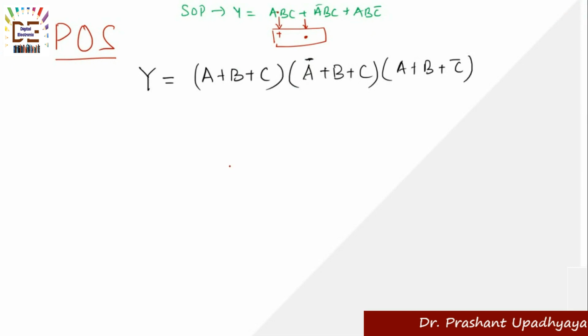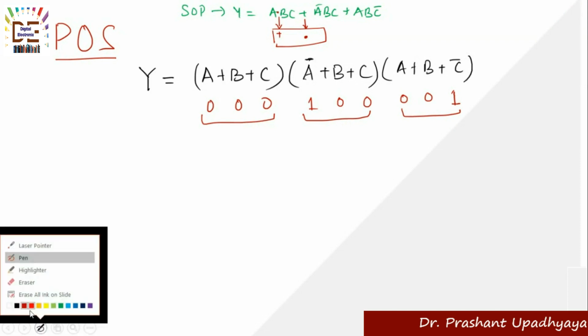Now I have to write like this: 0, 0, 0. That means A will be represented here with the help of 0. You are getting my point? Here A will be represented by 0 and A bar will be represented by 1. So this will be 1, 0, 0 and 0, 0, 1. What will these 0, 0, 0, 1, 0, 0 and 0, 0, 1 be? Can you tell me? 0, 0, 0 will be 0, 1, 0, 0 will be 4, and 0, 0, 1 will be 1.